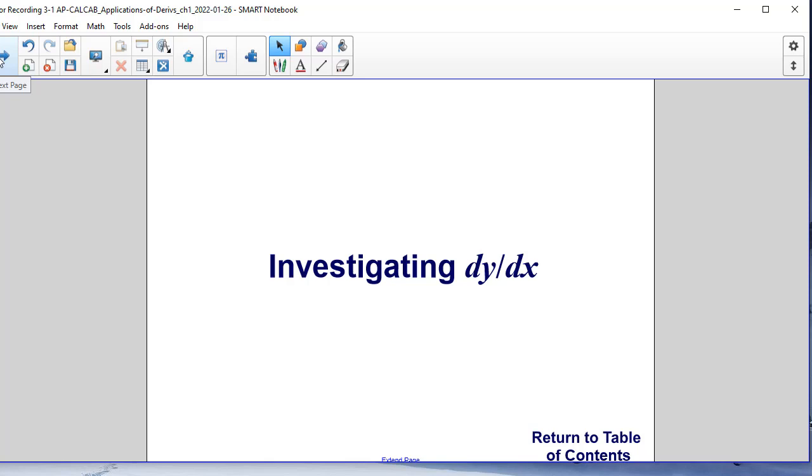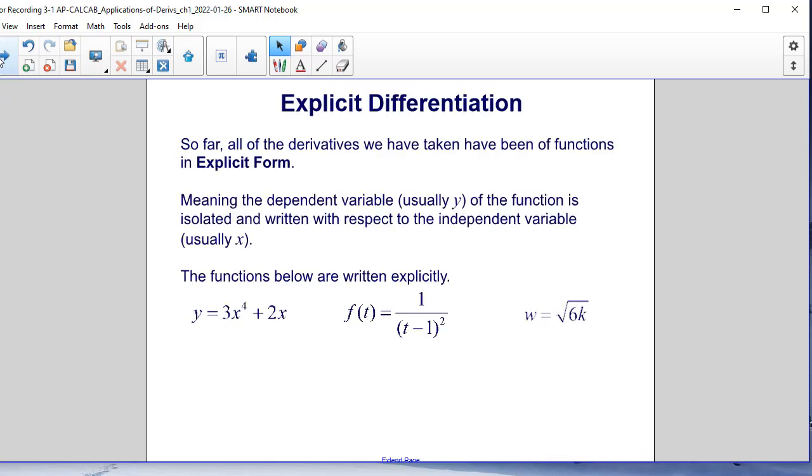Investigating dy dx. To begin our discussion, we're going to look at what is called explicit differentiation. So far, all of the derivatives we have taken have been of functions in explicit form, meaning the dependent variable, usually y, of the function is isolated and written with respect to the independent variable, usually x. The functions below are written explicitly.